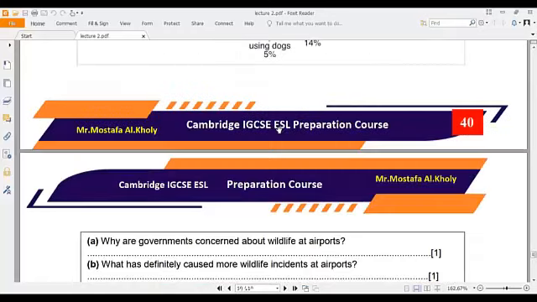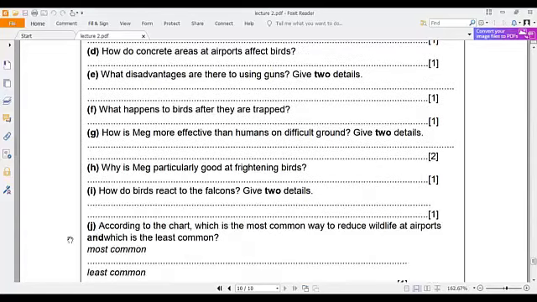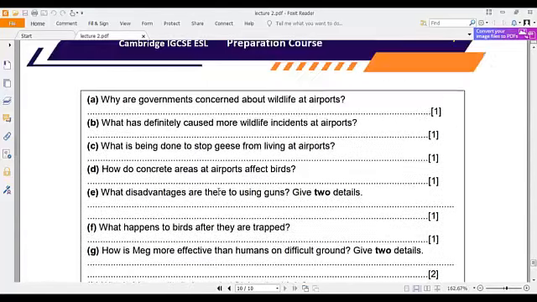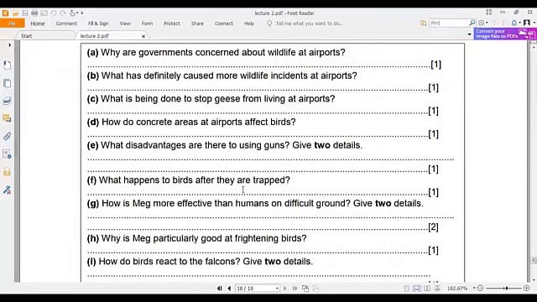Okay? And you were given some questions from A to K, sorry. The point is, we have two levels or two papers, core paper and extended paper.